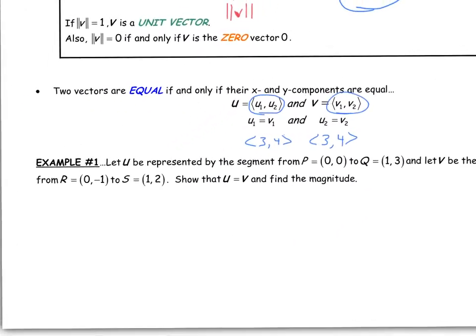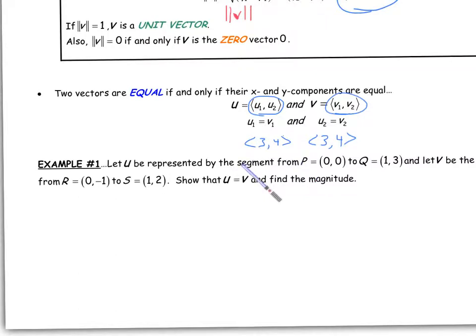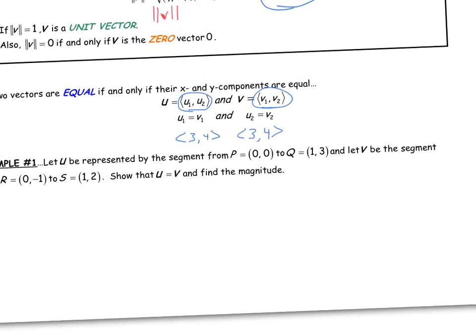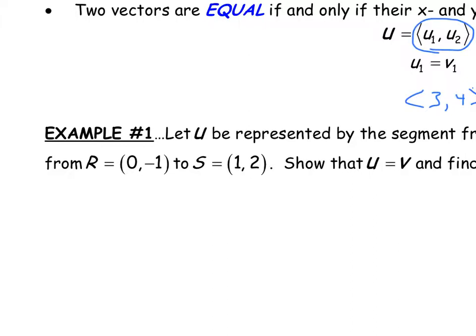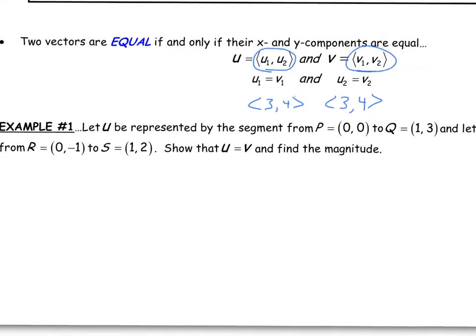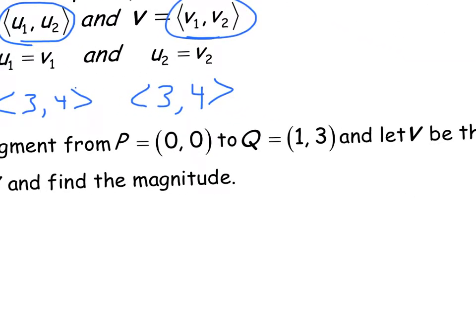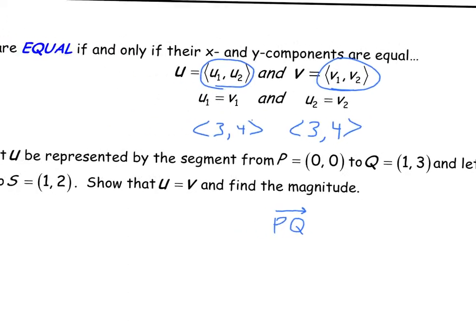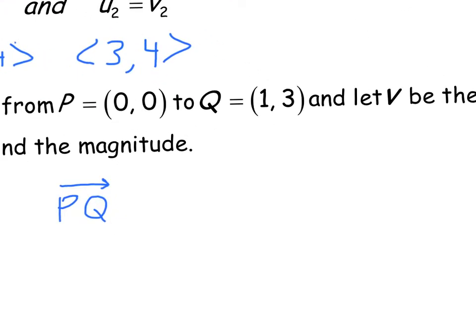Example 1: let U be represented by the segment from (0, 0) to (1, 3). And let V be the segment, or vector, from (0, -1) to (1, 2). So our job is to show that they are the same. For PQ, this is how we label it: we put PQ and we put a ray above it. Again, that just means vector. Now they actually told me that it has a different name besides PQ. They told me it has the letter U. So I'm actually going to say U here, and I like to thicken one of the legs just so it looks boldish.